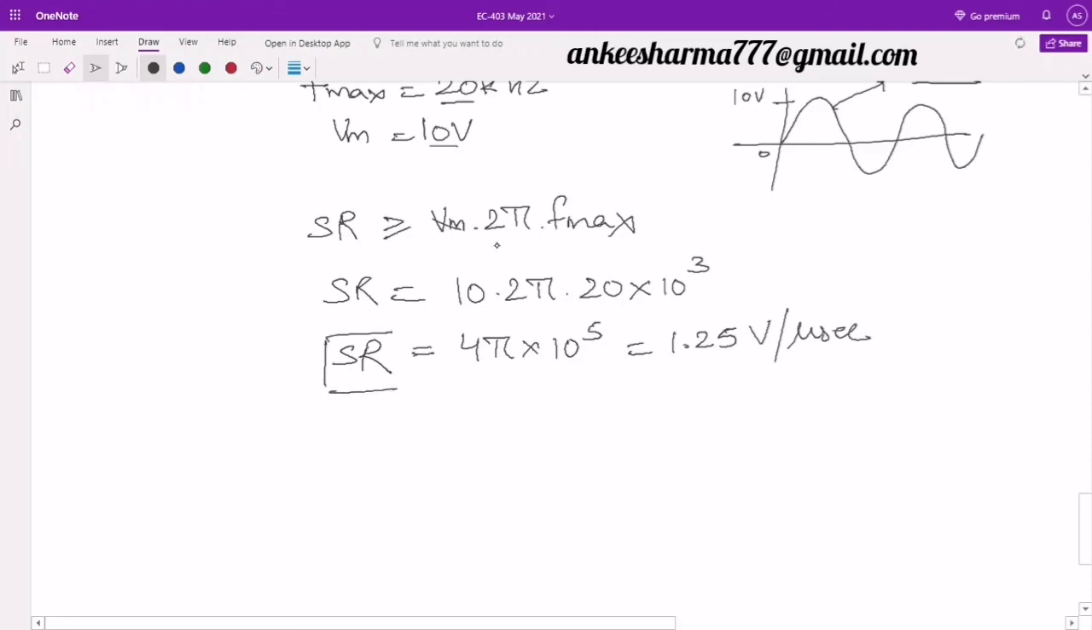Is it okay? Can you find these questions now? If you are given a slew rate in a question, they will ask you what the maximum frequency that you can obtain will be. You simply substitute the value of slew rate over here. Vm will be given, 2 pi is a constant, and you can calculate F max from there.